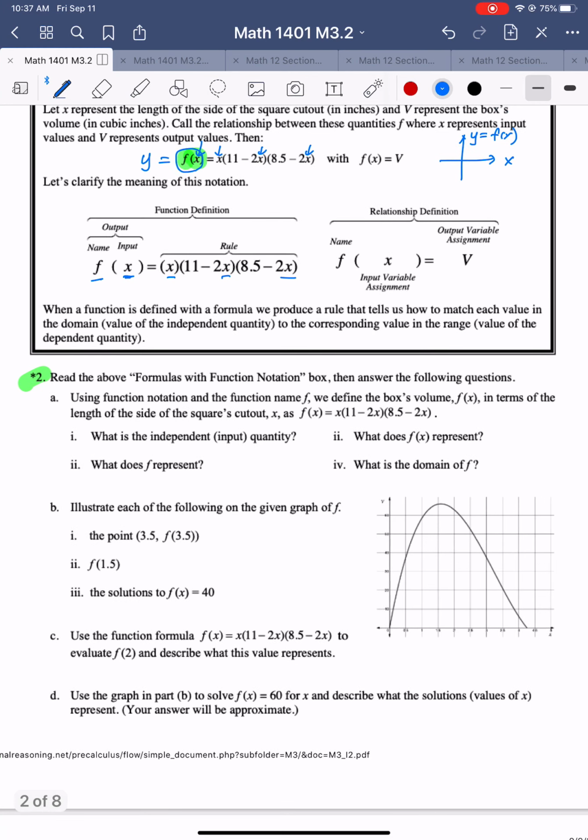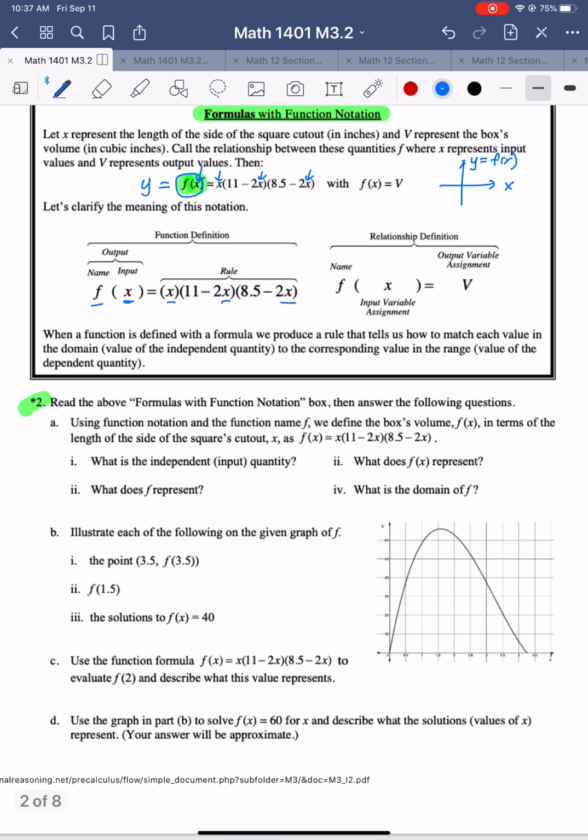Okay, number 2. Read above the formula with the function notation box, then answer the following questions. Using the function notation with the function name f, we define the box volume as f of x, in terms of the length of the side of the square cutout x, as the formula f of x equals x times 11 minus 2x times 8.5 minus 2x. So what is the independent input quantity in here? The input quantity is x.